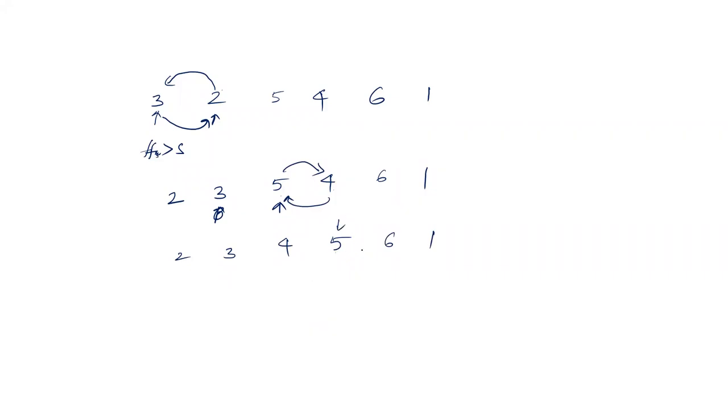Again I check this element with the next one. Is it greater? No, so I increment. Again I check, and this element is greater than the next, therefore I swap. The array becomes 2, 3, 4, 5, 1, 6, and I stop. Like this, I'm going to do it for all the elements. This is called bubble sort. This is only the logic approach.